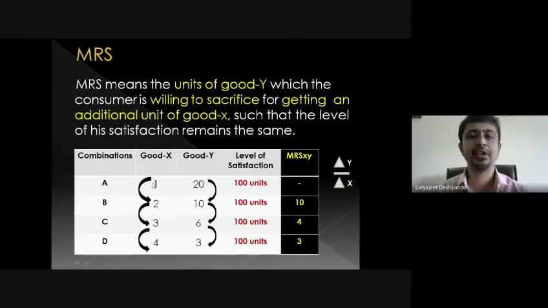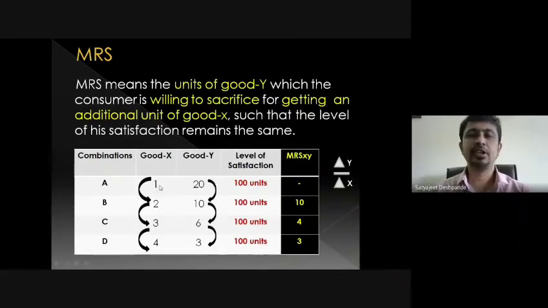Now, the same happens here. Initially, when the consumer is having very few units of good X, the utility derived from good X is very high. And gradually, as the stock of X goes on increasing, the consumer gets saturated by good X. And therefore, his willingness to sacrifice the units of Y for an additional unit of good X goes on diminishing. Let us see the table. It will make the law clearer.